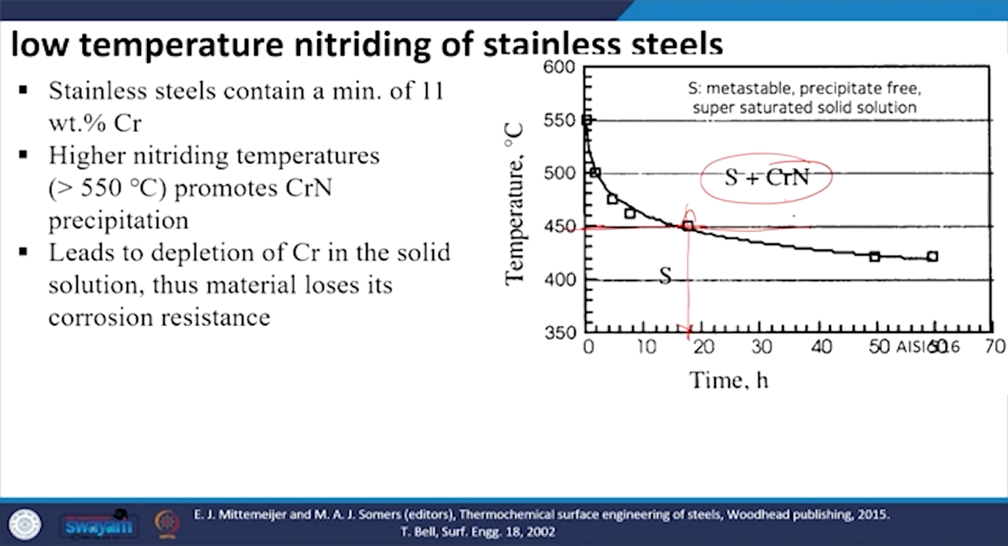Okay, so these are all called low temperature nitriding of stainless steel. Suppose I reduce the temperature and go to 400 degrees Celsius, you see that there is no problem. You can nitride for a very long time and still you will not get any chromium nitride. So that is why usually stainless steels are subjected to nitriding at around 400 to 450 degrees Celsius.